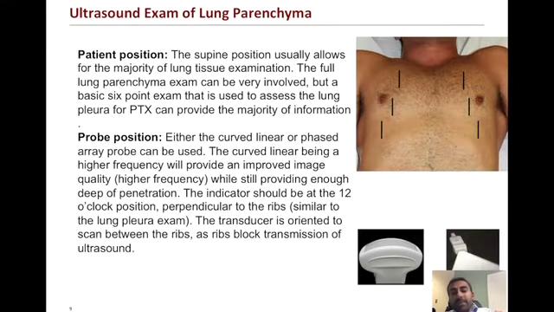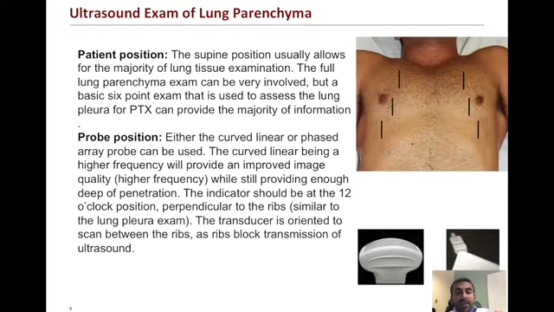How do we do the examination? Well, it's very similar to how we evaluate for pneumothorax using the high-frequency linear probe, except now we're using a lower frequency probe to allow the ultrasound wavelengths to penetrate into the lung parenchyma. So either the phased array or curvilinear probe, either one of these probes will allow us to penetrate the ultrasound image into the lung parenchyma and be able to get an accurate ultrasound examination.